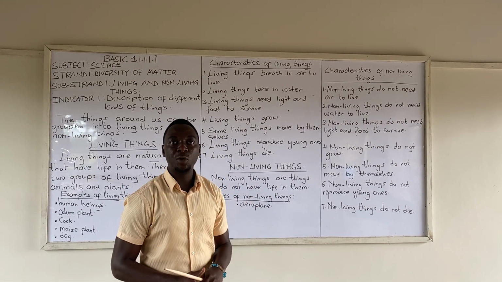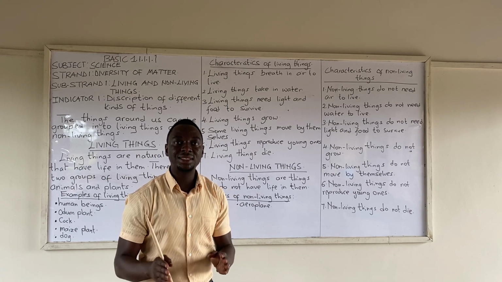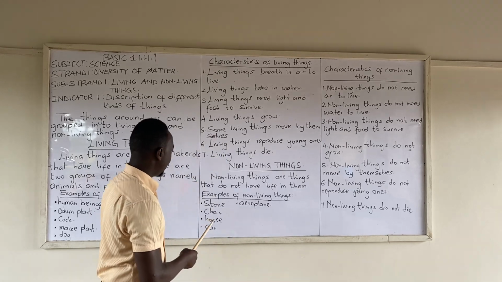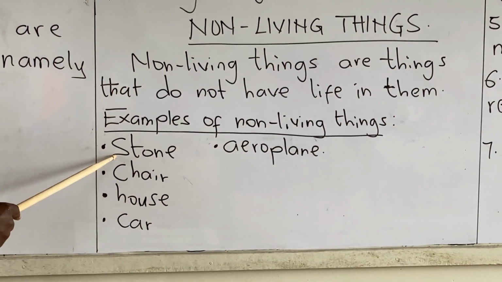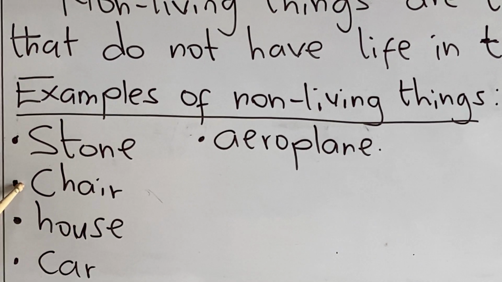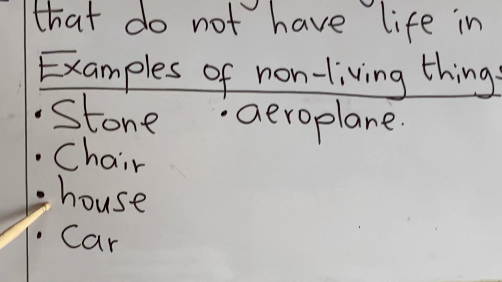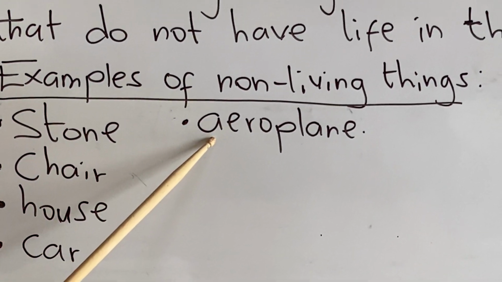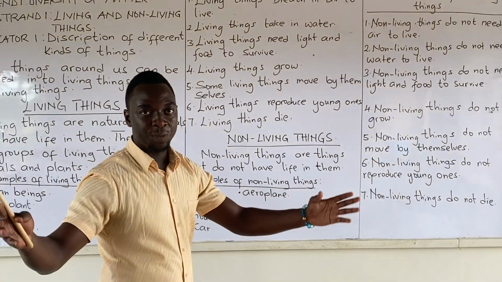Let's look at some examples of non-living things. Things that do not have life in them. We have stone. Stone does not have life in it. Chair, house, car, aeroplane, and a lot more.